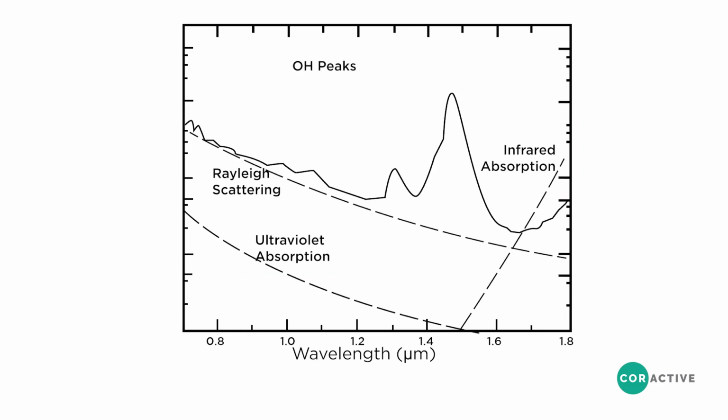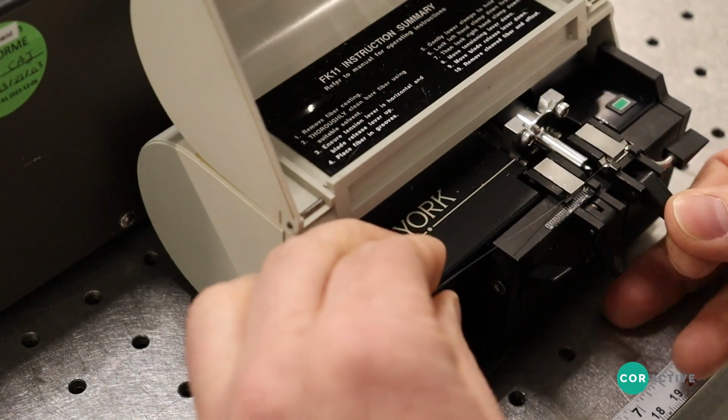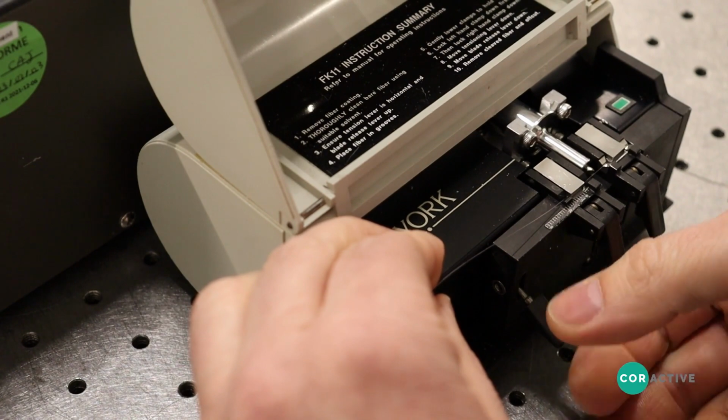The main contributor is OH molecules that can be present in the glass during the manufacturing of the fiber. They add specific absorption peaks. An optimal manufacturing process will aim to lower the concentration of OH to a few parts per million only, to get the curve as close to the theoretical limit as possible.